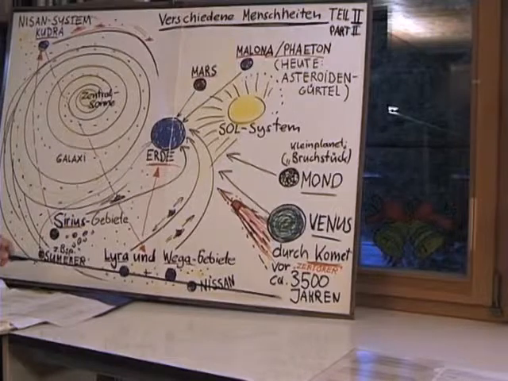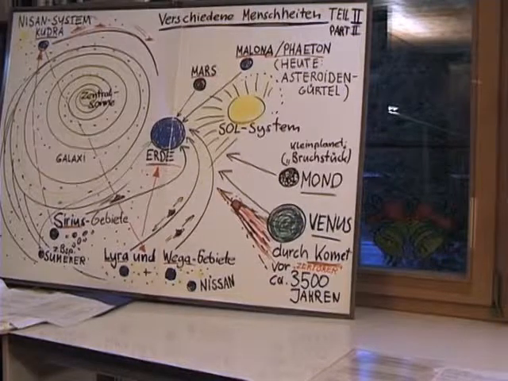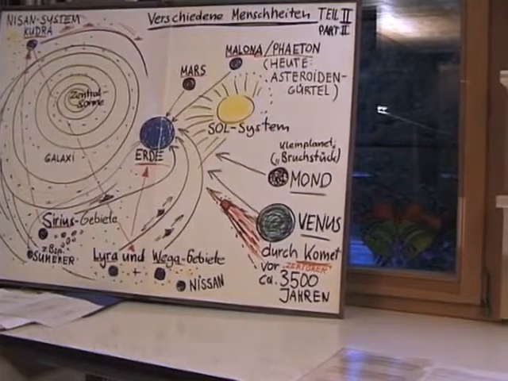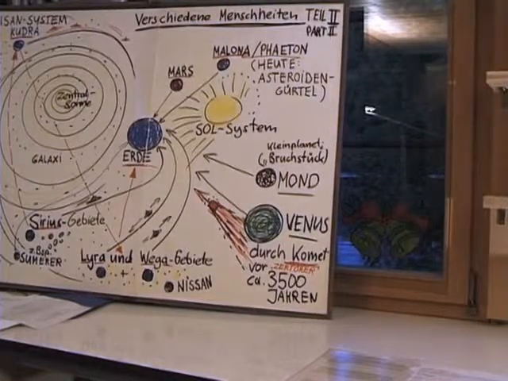Venus was pulled past the Earth by the destroyer comet about 3,500 years ago, which triggered a great catastrophe. Through that, Minor Atlantis in today's Aegean Sea was also destroyed, that is to say, Santorini, where the volcano and everything exploded into the sea.